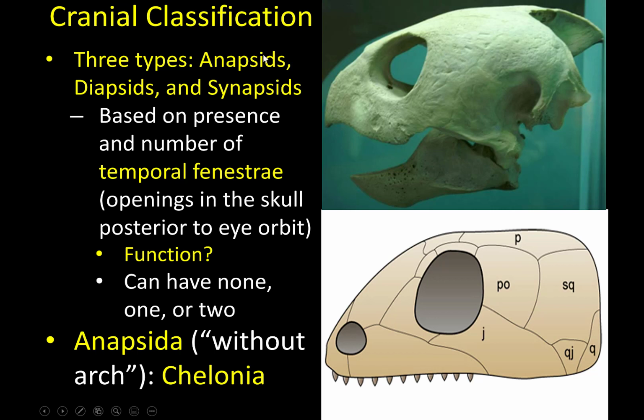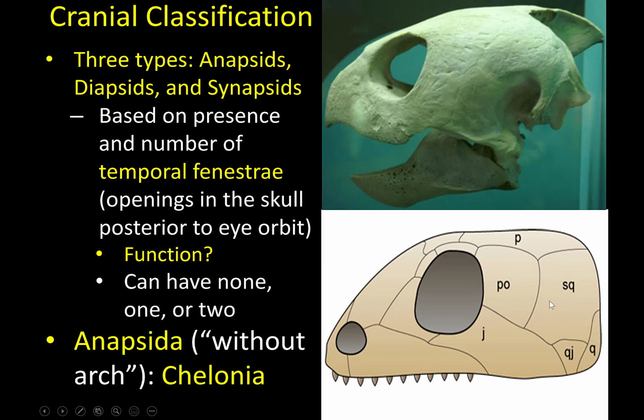Now, the way that you wind up classified into one of these three groups is based on the presence and the number of holes that are called temporal fenestra. These are openings in the skull posterior to the eye orbit. Posterior means behind. Okay? In the case of these animals, this is a sea turtle skull. Okay? This is just a generic skull showing you what a skull looks like that has no temporal fenestra. Okay?